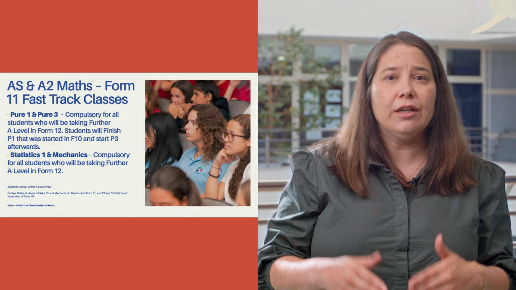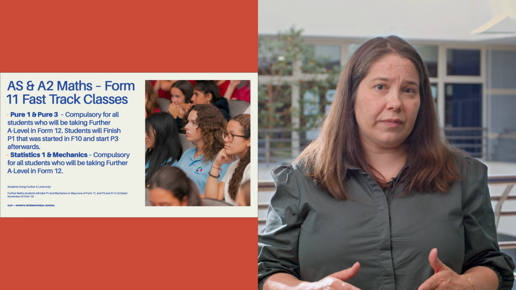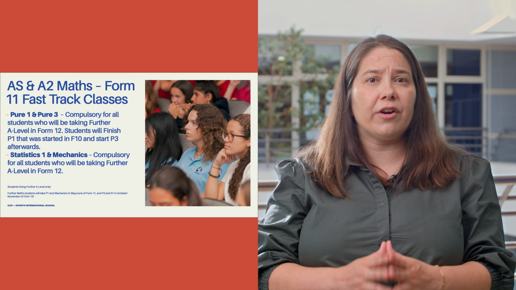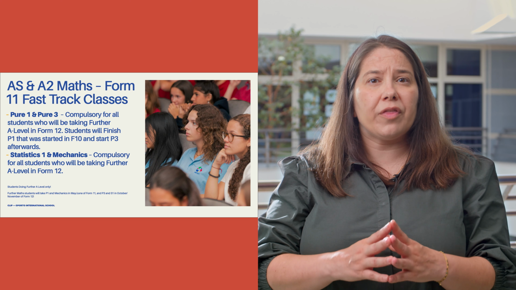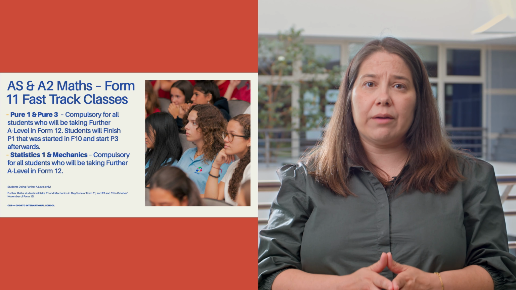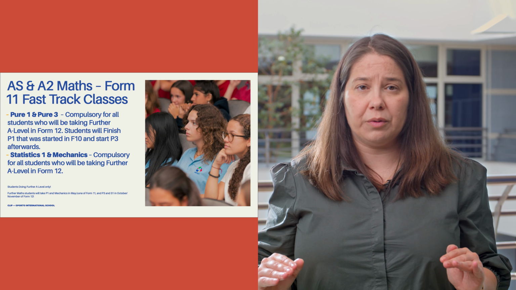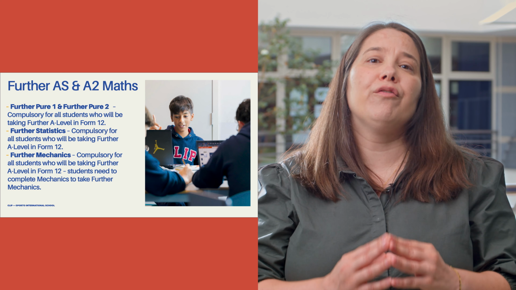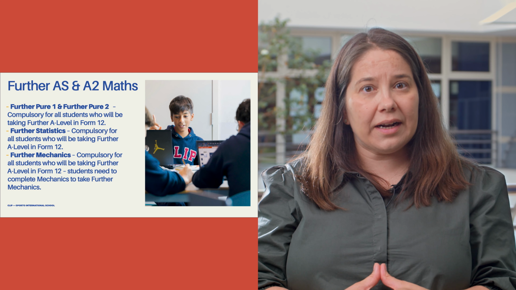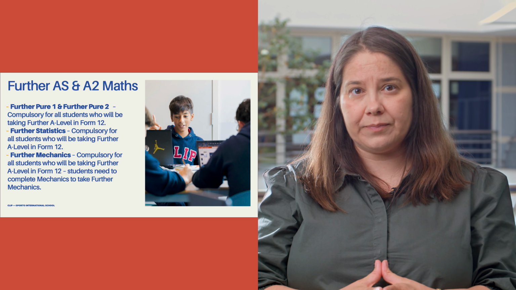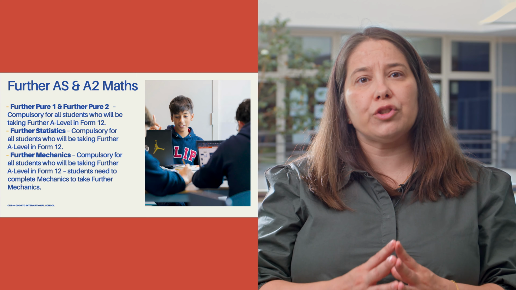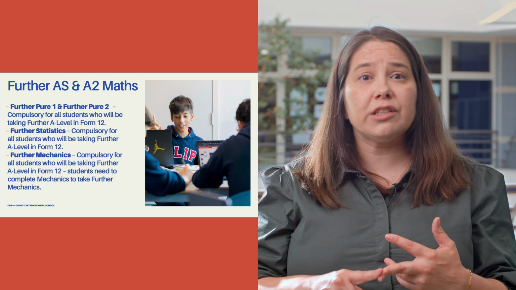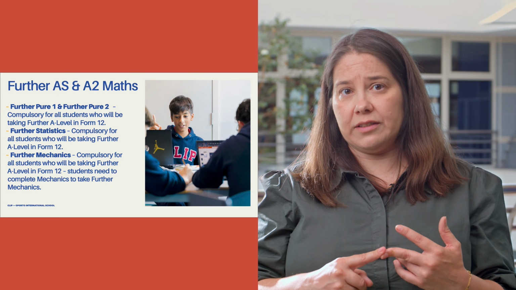In Form 11, these students must choose Mechanics 1, as it is a prerequisite for progressing in the further mathematics curriculum. Without this module, completing the full A-level in further mathematics is not possible. The further mathematics syllabus includes further Pure 1, further Pure 2, further mechanics, and further statistics. It's an ideal course for students planning to pursue mathematics, engineering, or certain economic degrees at top universities.